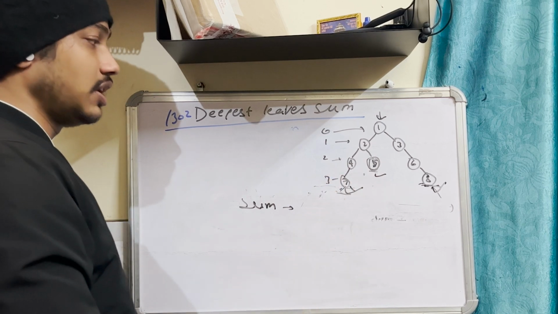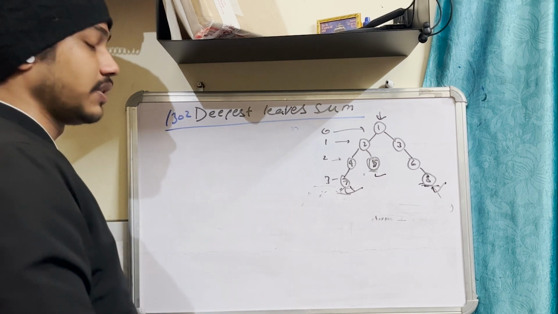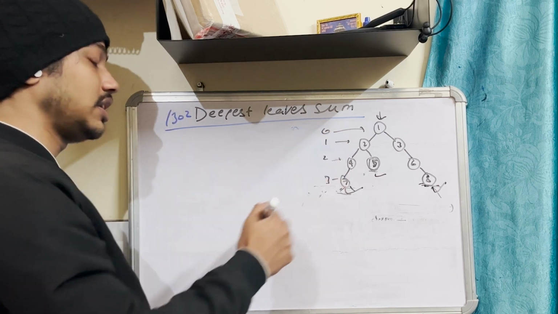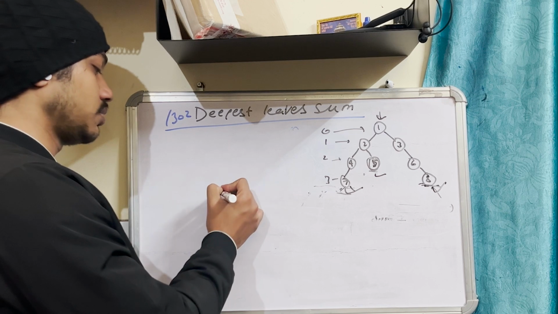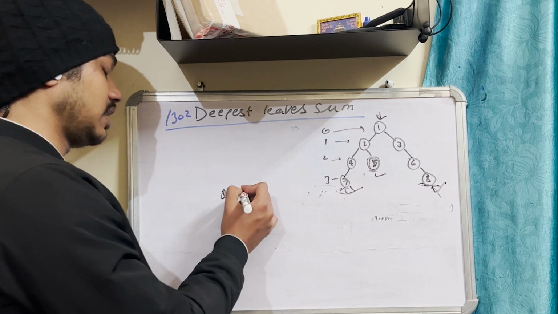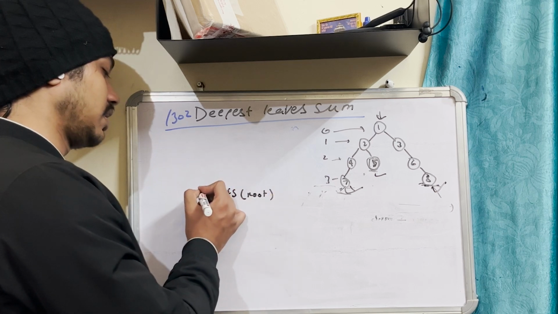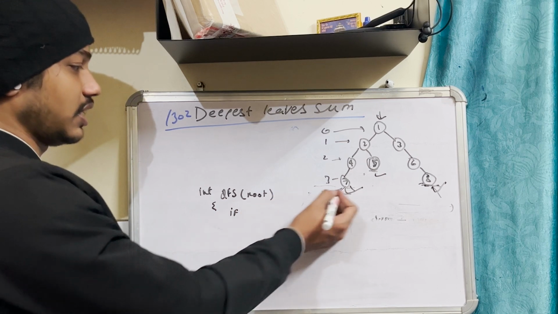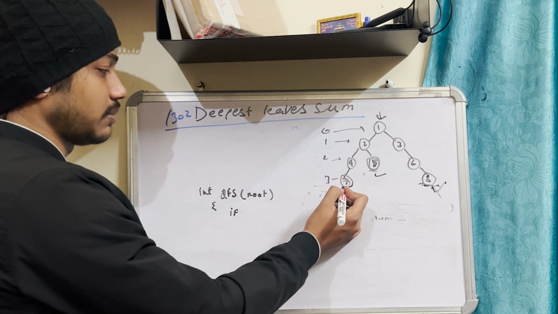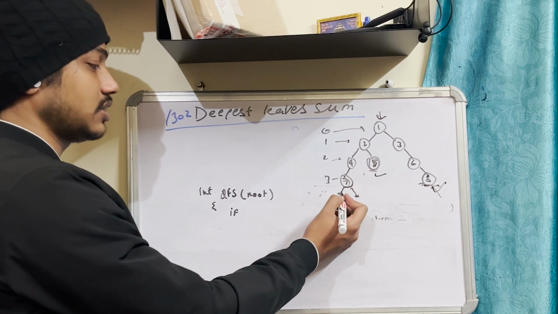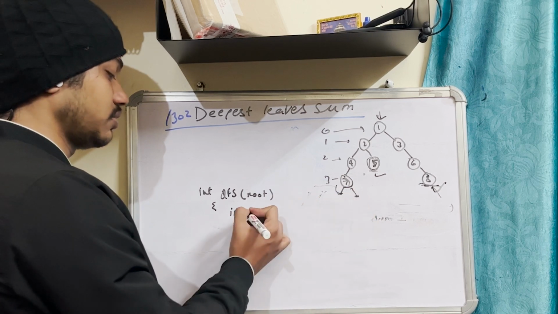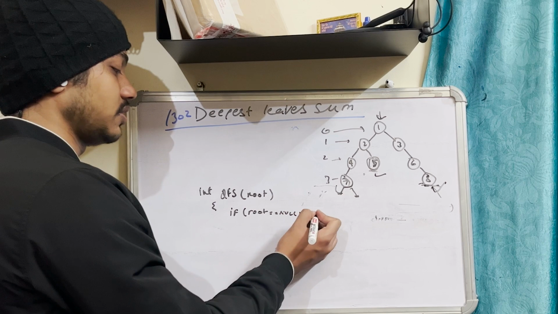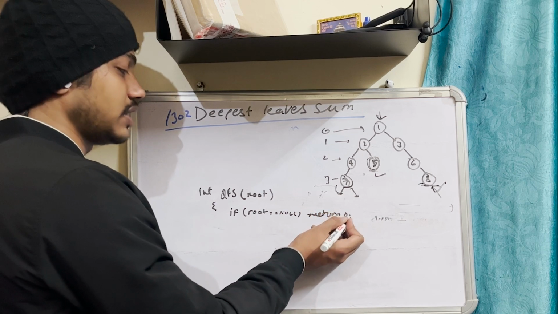How to do that? If we know the depth of the tree, you can create a function, or you can traverse the tree to find the depth. Let me just show you the code. I will name it dfs, pass root, and it will return an int value which will be the sum. First we'll use a recursive approach: if you reach the last node, which is null, you will simply return 0. If root equals null, return 0.